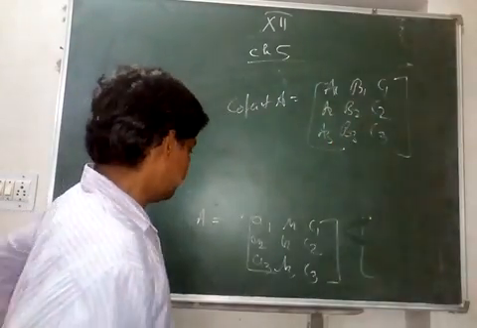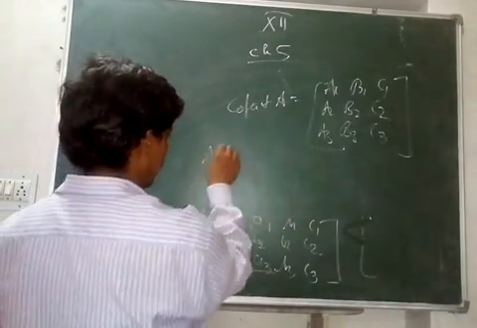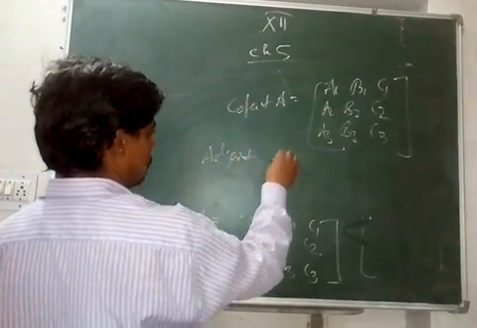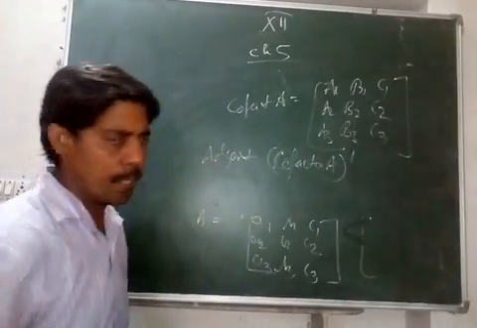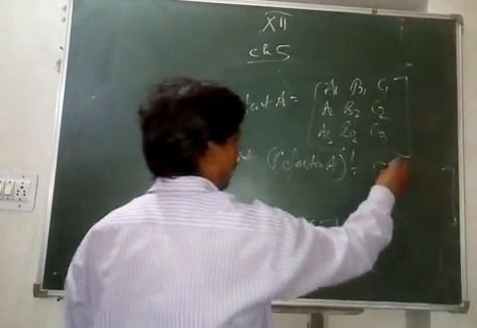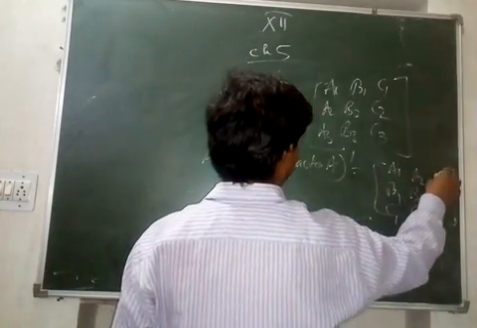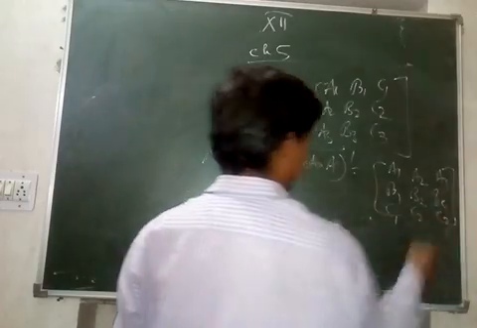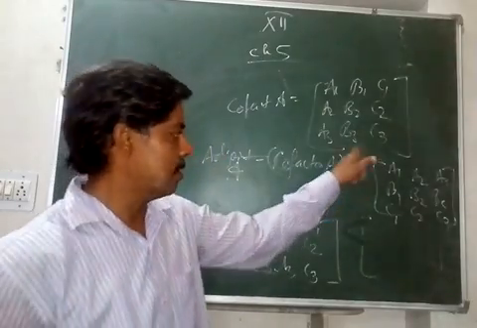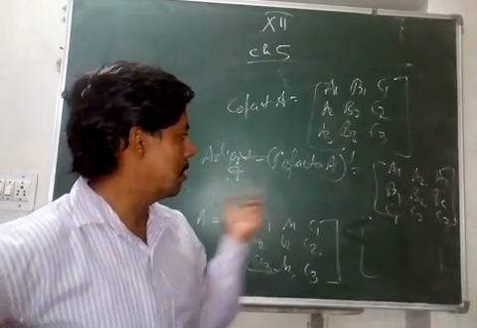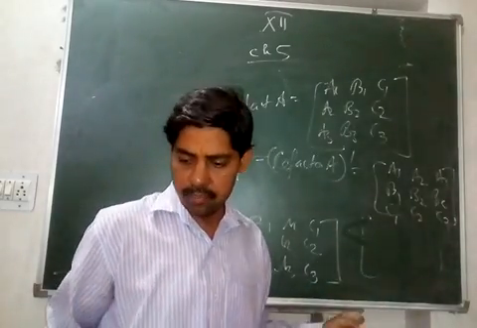So the adjoint is equal to what? Adjoint is the transpose of the cofactors. So what is the transpose? A1 B1 C1, A2 B2 C2, and A3 B3 C3. This matrix, adjoint of A, is the cofactor matrix of A transposed. This is called the adjoint of A, and adjoint of A is very important because you will use it in finding the inverse of a matrix.